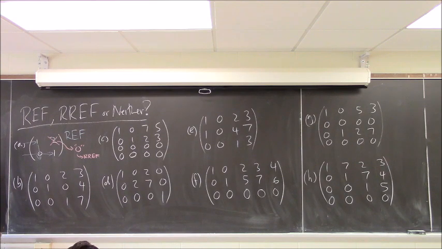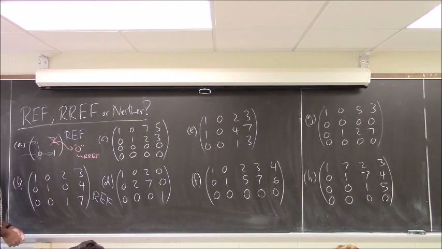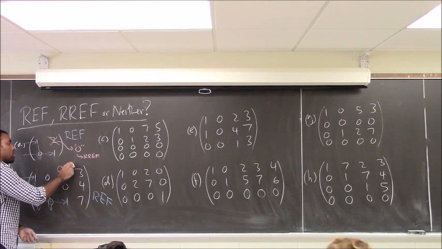What about this one? Is that also REF? Yes. Again, how do we know? You go through all the criteria. Any rows of zeros are at the bottom, which doesn't apply here. The first non-zero number in every row is a 1. The ones are to the right of the ones above them. So this one is to the right of that one, and this one is to the right of that one. All the ones have zeros below them. So that is row echelon form. What's stopping it from being reduced row echelon form? Again, the 2. If this were 0, that would lead to reduced row echelon form.